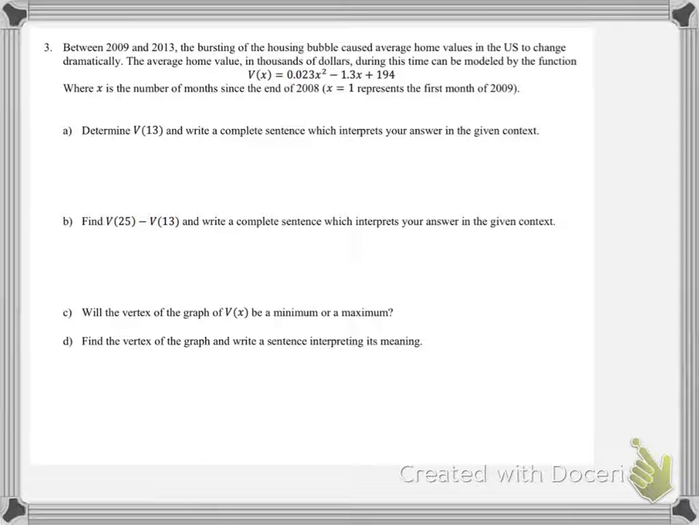Okay, so let's talk housing bubble. This function, so you don't even have to write your function this time. It's given to you. So you're given this function. It's how many months? So 13 represents 13 months since January 2010, right? That's what x equals 13 is, right? But what is v of 13?